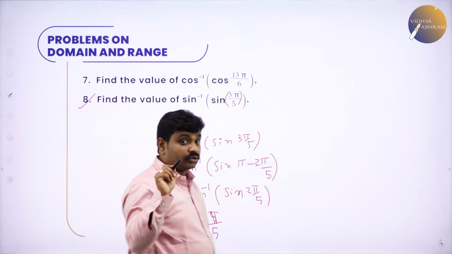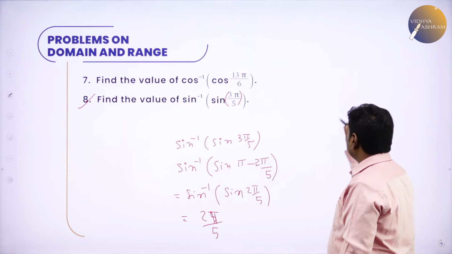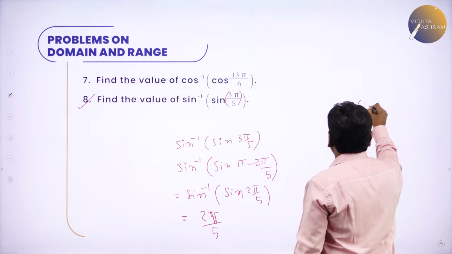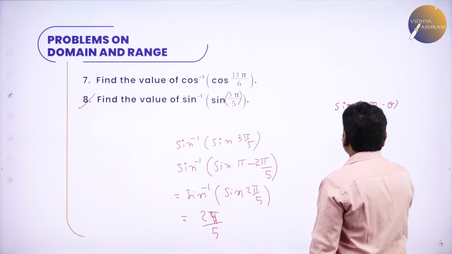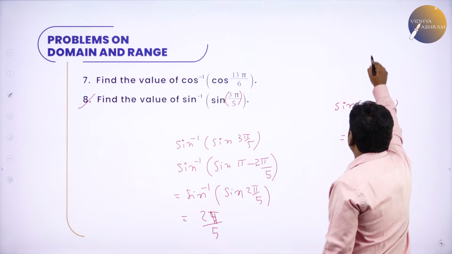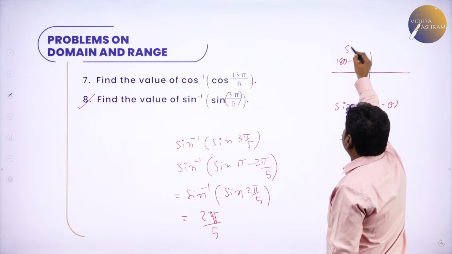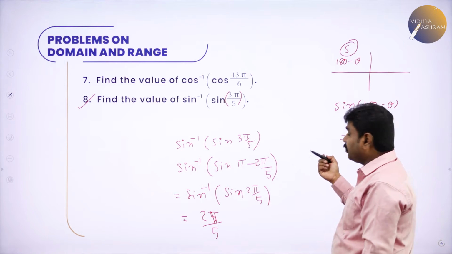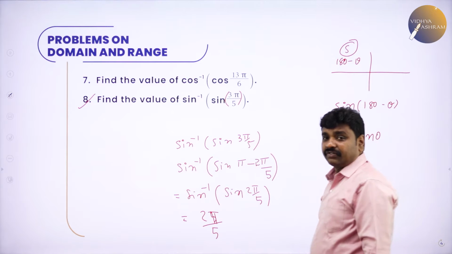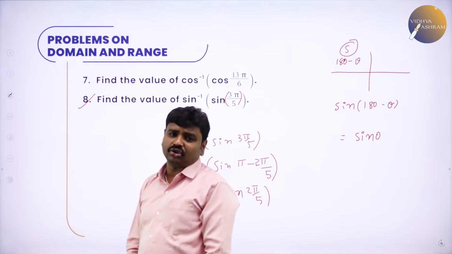So first you should be thorough with what? Allied angles. What is sine of 180 minus theta? I taught you that for 180 the function does not change, so it will be sine theta. 180 minus theta lies in the second quadrant. In the second quadrant, sine and cosecant are positive, so positive sine theta. Sine of 180 minus theta is sine theta. That is the basic you should know.